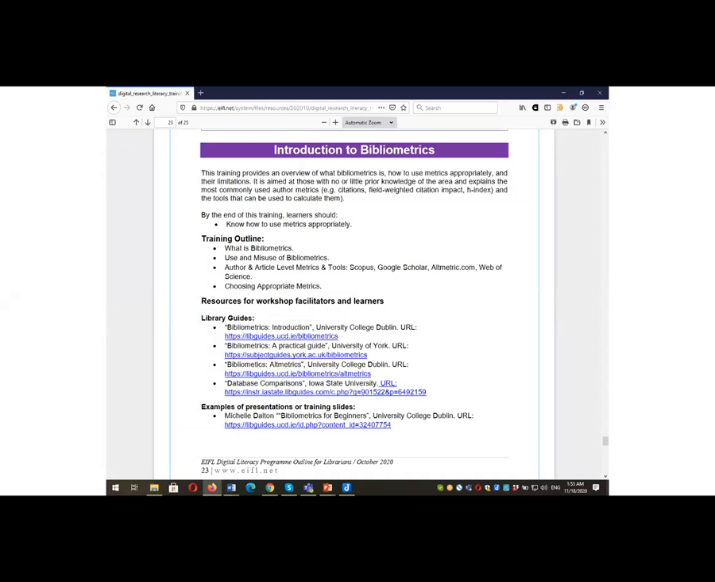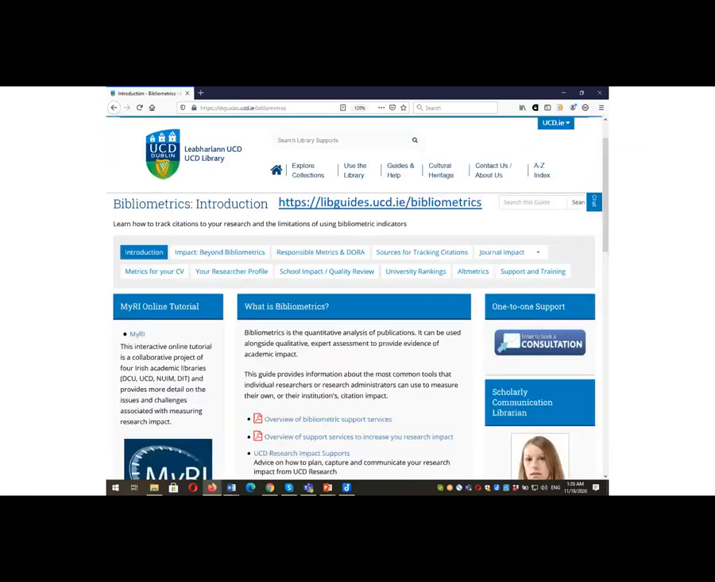So for example, if you would do a training for researchers or for other librarians on bibliometrics, you would probably cover what is bibliometrics, what are uses and misuses, what are author and article level metrics and tools, such as Scopus, Google Scholar, Altmetrics, Web of Science, and how to choose appropriate metrics. And you see some useful resources already linked here, and I'll show them on the slide.